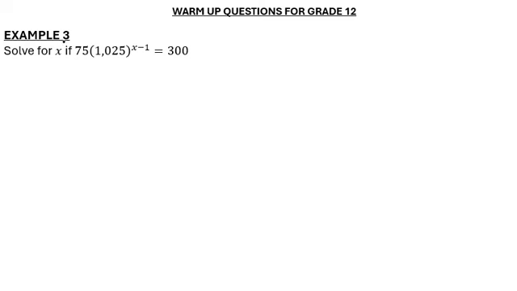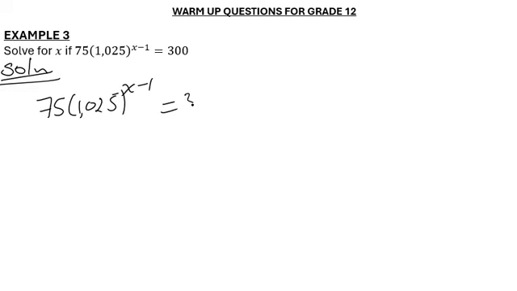We are on example 3 now. So let me write down the solution. Here they say solve for x if this is the case. So guys, I know that many of you might take this question for granted since it's solve for x, but trust me, you really need this. Okay, so the solution, let's rewrite it first. 1.025^(x-1) × 75 equal to 300.